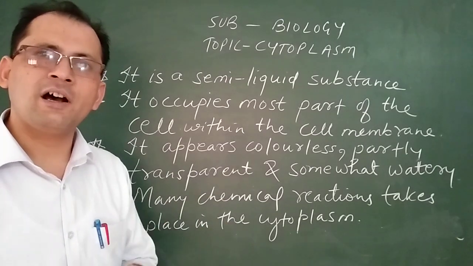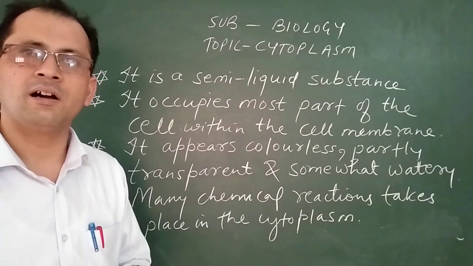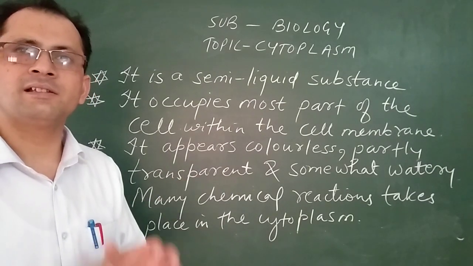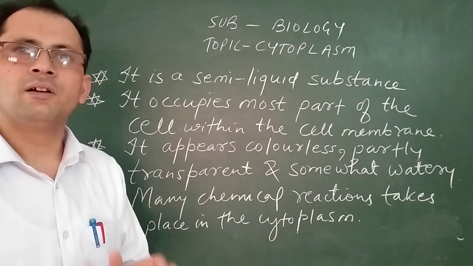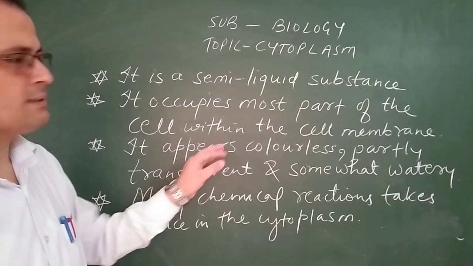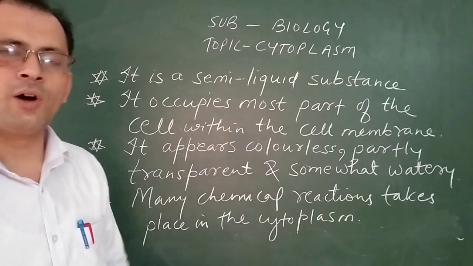Now the cytoplasm is dense inside the cell. It is occupying the most area inside the cell. Okay, the cell membrane is surrounding that semi-fluid, which is known as cytoplasm. It appears colorless, partly transparent and somewhat watery.